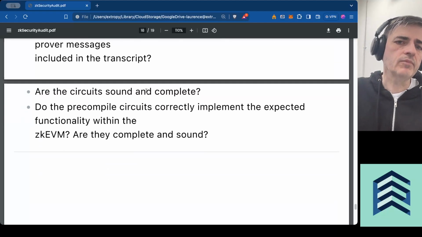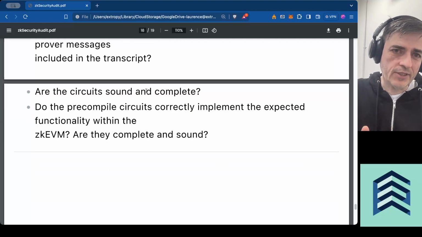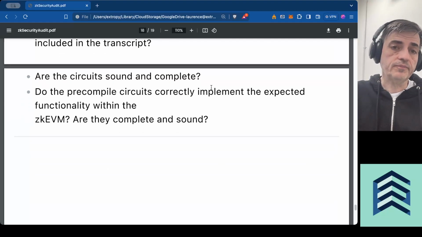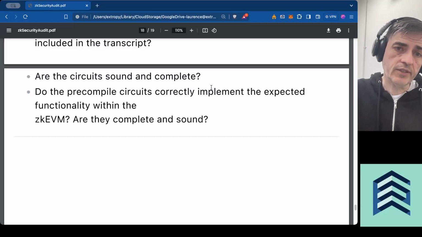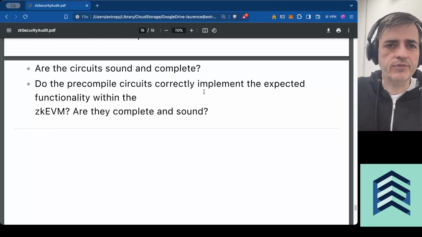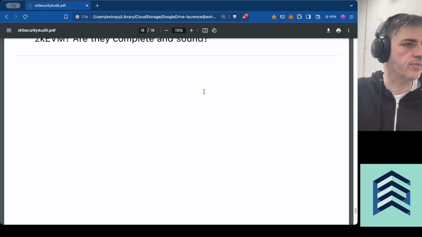So this next point is just a general one, though: we need soundness and completeness for our circuits. Also, if we have precompiled contracts, they obviously also need to work correctly and be complete and sound. So hopefully that gives you some idea of the types of things that were being checked in an audit of a ZK protocol.